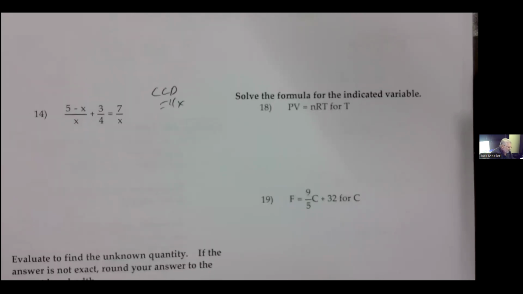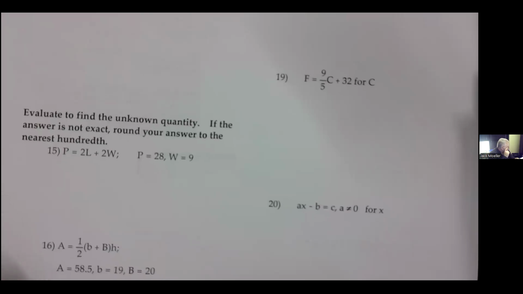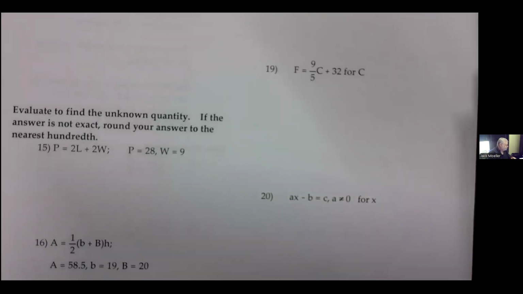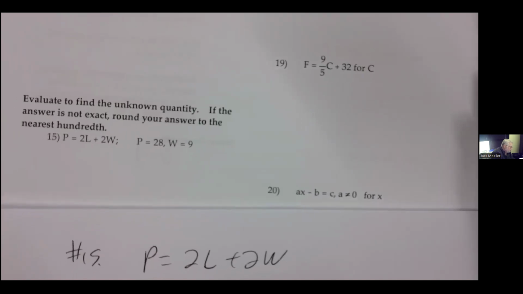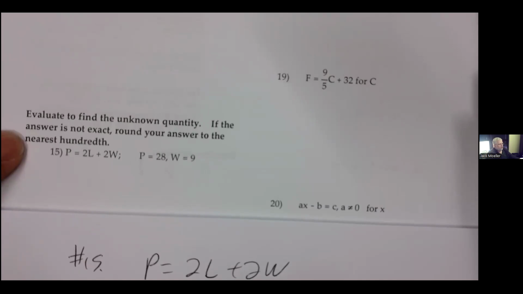So, okay. Let's start with the formulas where we're just dealing with one letter at a time. Let's look at 15. P equals 2L plus 2W. And evaluate to find the unknown quantity. And if the answer is not exact, round to the nearest. Now, as always with MyMathLab, make sure to read the instructions if you're getting a decimal answer on the rounding.